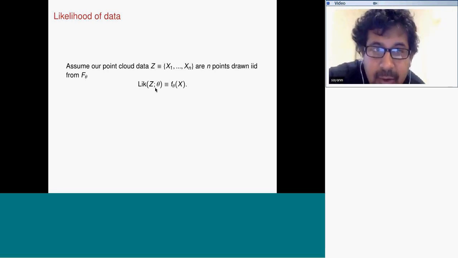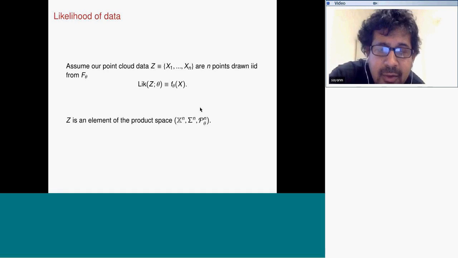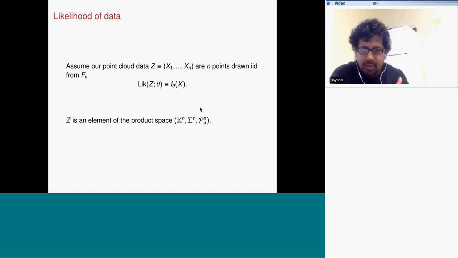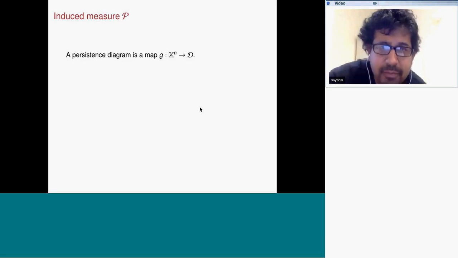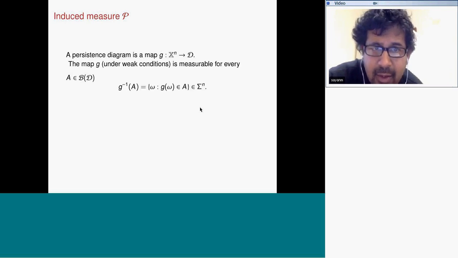So I'm starting with a point cloud. These are n points drawn from some distribution. This is the starting point in most of statistics. We think of this as a likelihood. So for now, just think of it this way: the points x1 through xn, I told you they're drawn IID, live on a product space, with a sigma algebra on the product space, and the distribution is again a product distribution. So a persistence diagram is just a map from the data onto the space of diagrams. Under weak conditions, this is measurable.